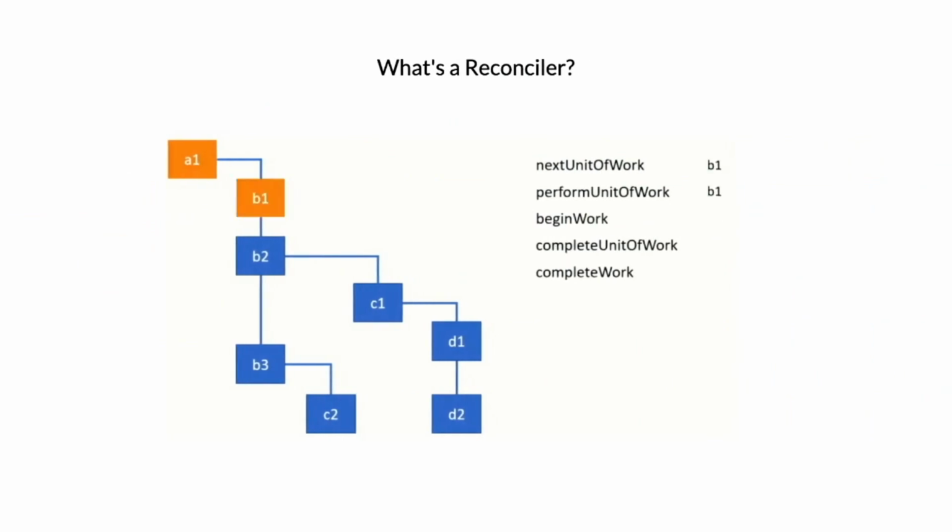Reconciler is just a diffing algorithm that helps React figure out which DOM elements to update on a state change. So when you change a state, React will update the DOM to reflect it. It is the part of React that is shared between multiple platforms like React DOM and React Native.